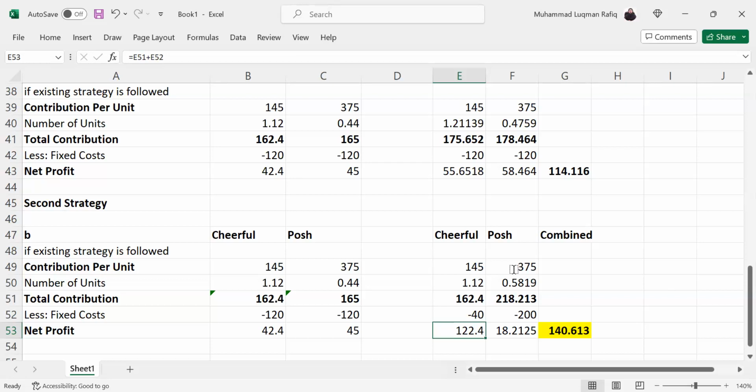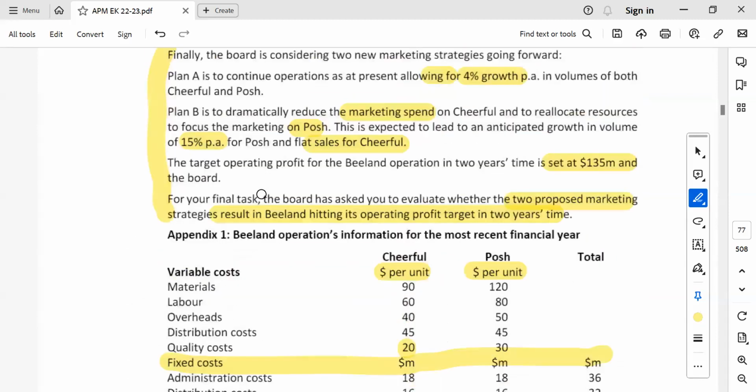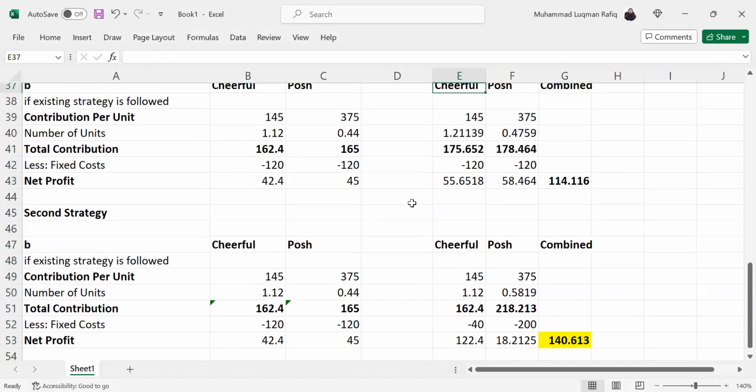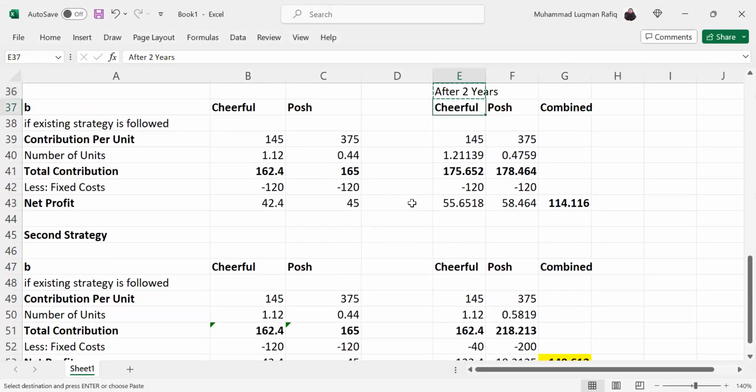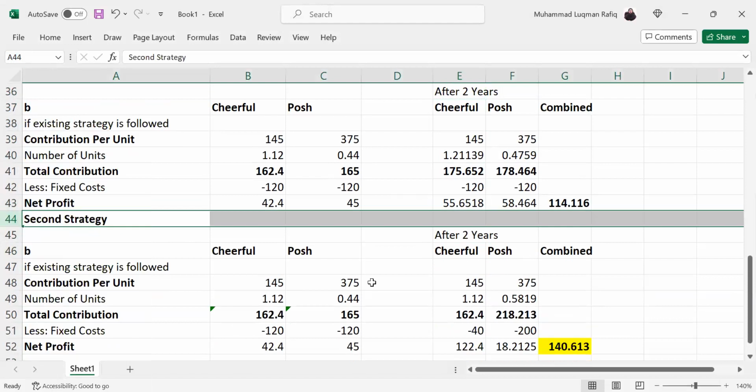Okay, so the examiner was asking for this, that what do you suggest? The two proposed marketing strategies, they wanted to see that you evaluate whether they would result in hitting the operating profit. Yes, the second strategy would help you achieve the operating profit target which you are trying to achieve, because that's what is going to happen after 2 years. So after 2 years, the situation is here with respect to the second strategy, right? Okay. So that marks the end of the question. I know that this had a lot of calculations, but again, this is part and parcel of the APM that you can get calculations also, right? So be ready for that, be prepared for that.